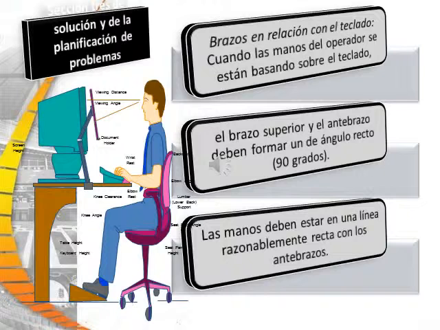The arms in relation to the keyboard. When the operator's hands are resting on the keyboard, the upper arm and forearm should form a right angle, or 90 degrees. The hand should be reasonably straight with the forearms.